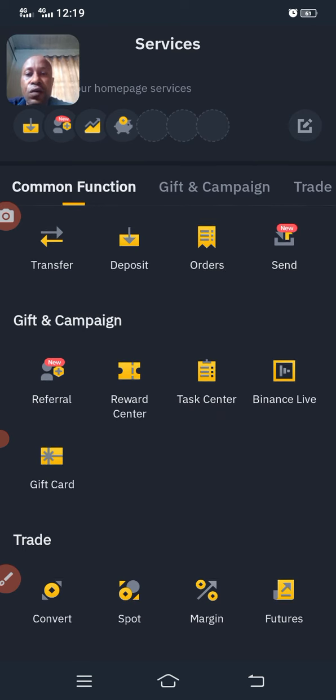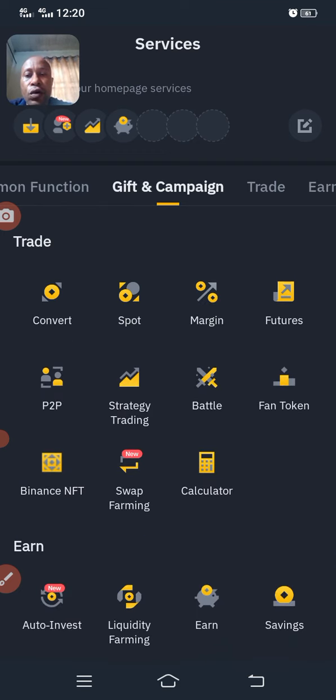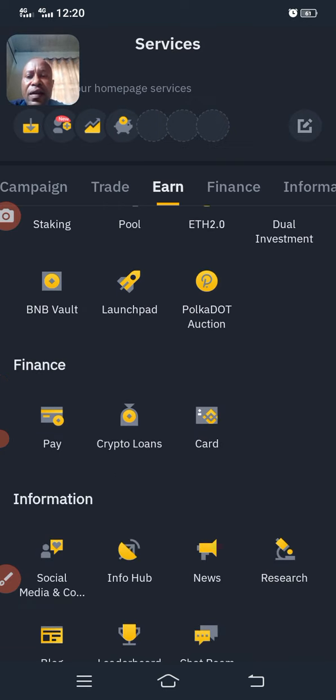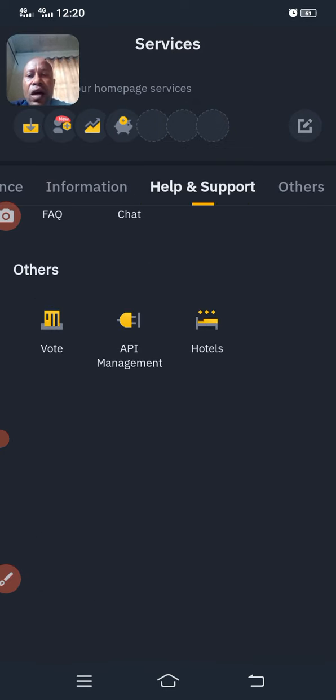You have referral, we have a reward center, because over time Binance keeps on giving people rewards, and a whole lot. You can see P2P, trading strategy. You can find a trading strategy here. You can see battle features, fan token, Binance NFT, swap farming, calculator, and a whole lot of it. You can also see ETH 2.0 savings, investment, dual investment, staking. These are things you'll find in the Binance app under the home page.